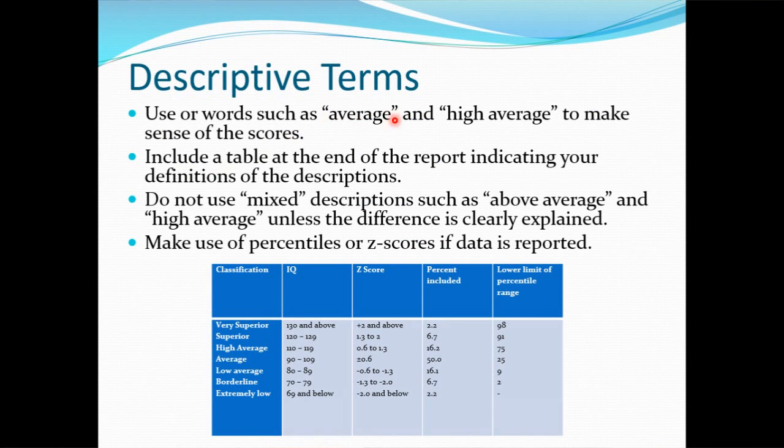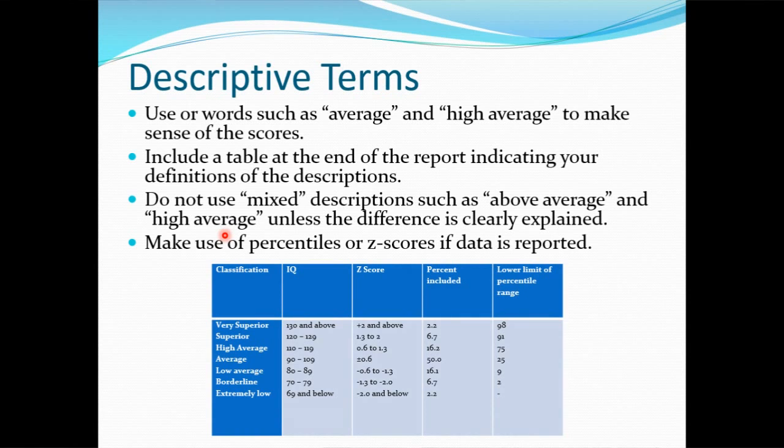But if you're using terms like average and high average, different people use them differently. So what I recommend is that at the end of your report, include a table that shows what you mean by high average, or low average, or superior, or very superior. Okay. And try not to use mixed descriptions, such as in one report you'll talk about above average and high average. Because the lay person's not going to understand that.